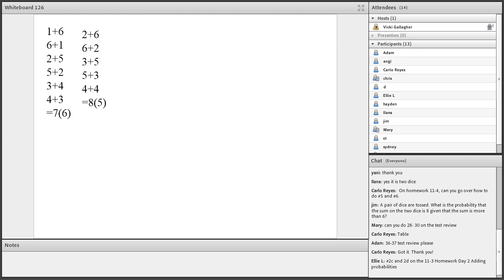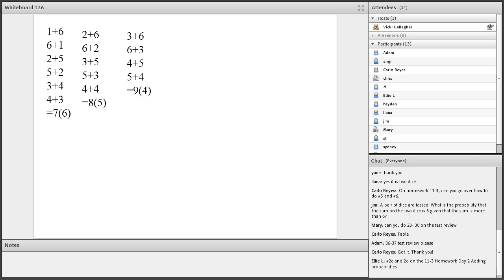Next, we'll do 9, which is 3 plus 6 and 6 plus 3. Oops, not hitting that shift button right. 3 plus 6, 6 plus 3, 4 plus 5, and 5 plus 4, giving us a total of 4 different ways to get the number 9.